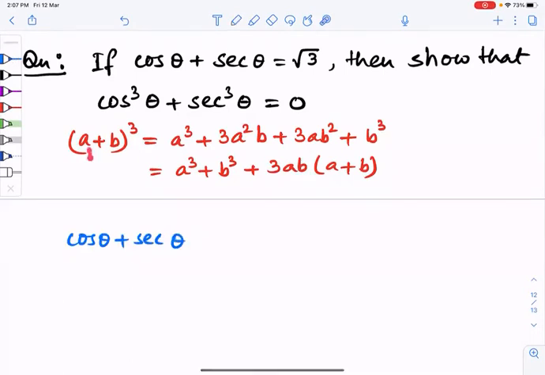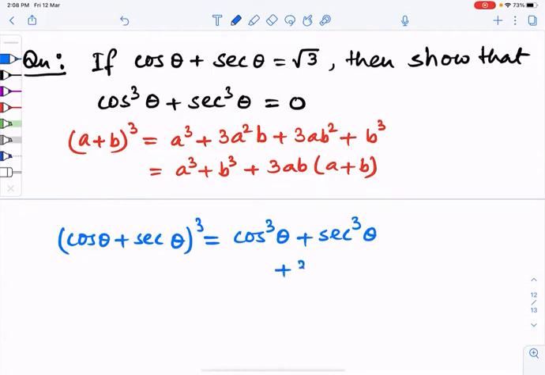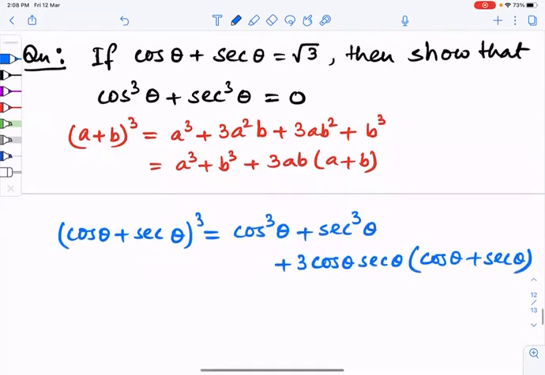I am considering a as cos theta and b as sec theta. I take the whole cube. This side I will have cos cube theta plus sec cube theta. You can understand why I have used that particular identity, because we have to find this, plus 3 into cos theta into sec theta into a plus b, that is cos theta plus sec theta. Right, this is the formula in terms of cos and sec.